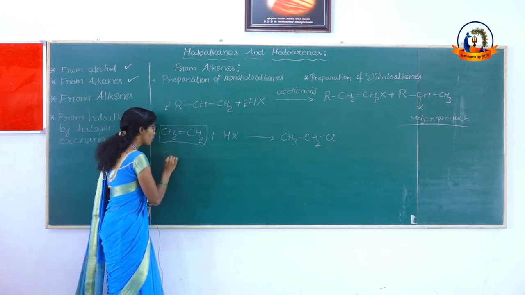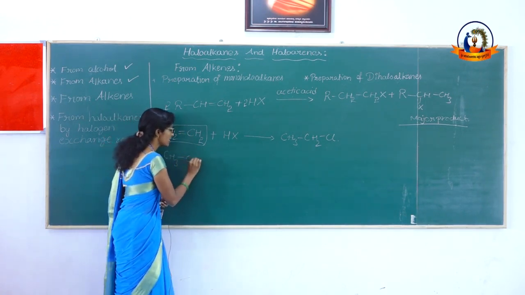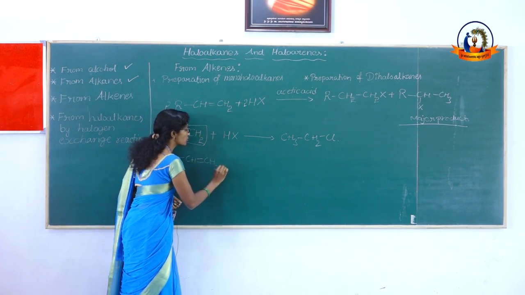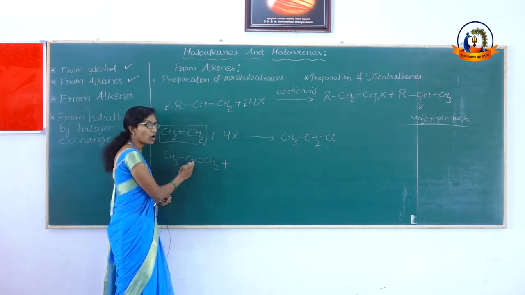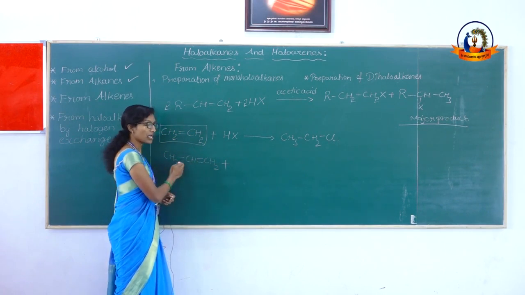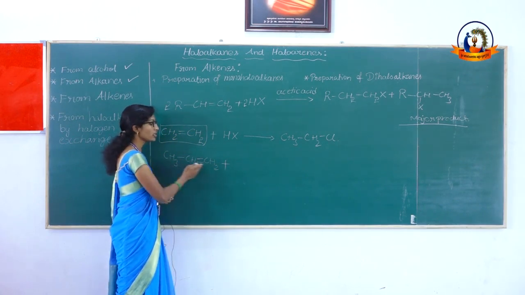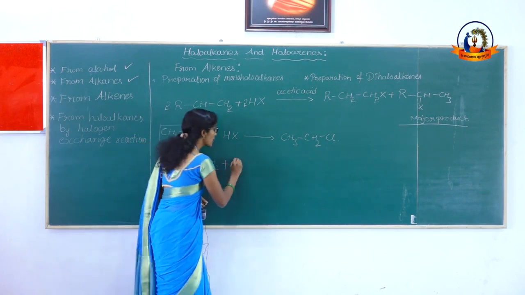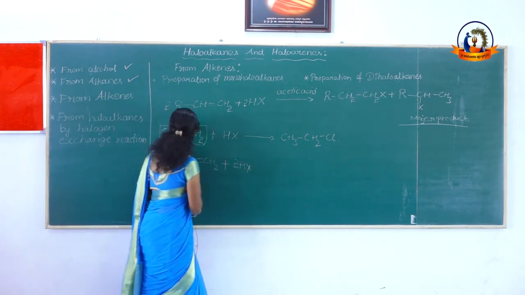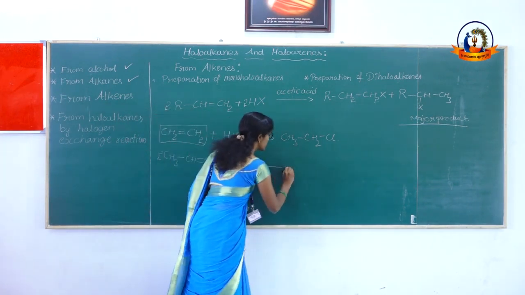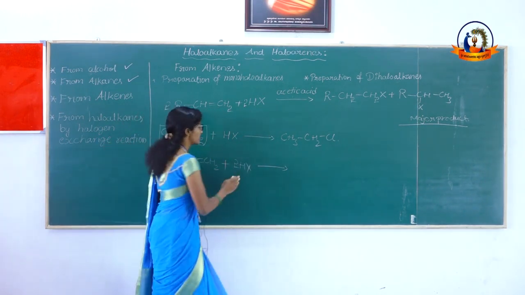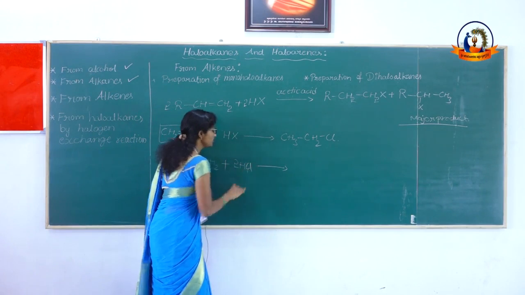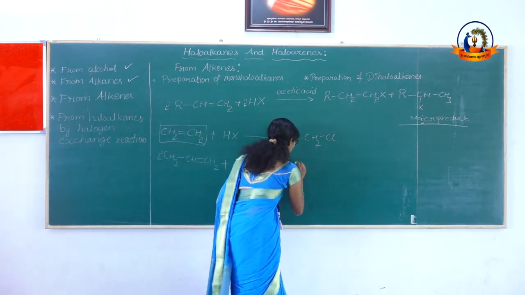In the case of propene, CH3 CH double bond CH2, on both sides of the double bond the number of hydrogen atoms on the carbon atoms is different. Here 2 are there, here only 1. Here what happened? In acetic acid medium, propene reacts with halogen acid. Take HCl. What happened?